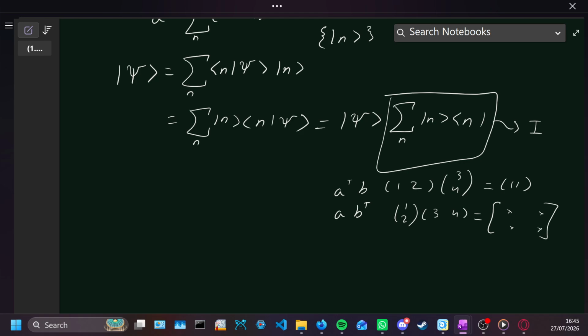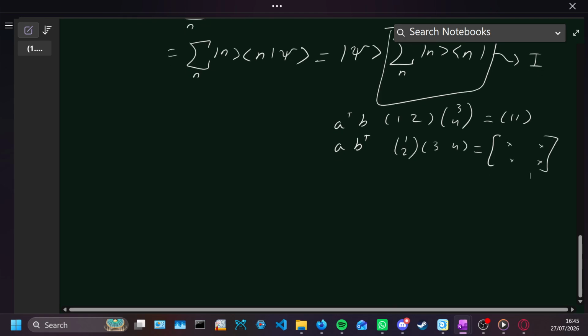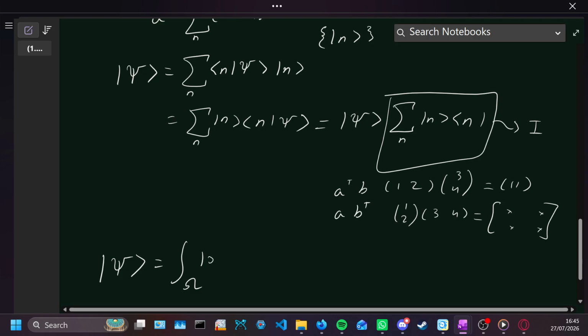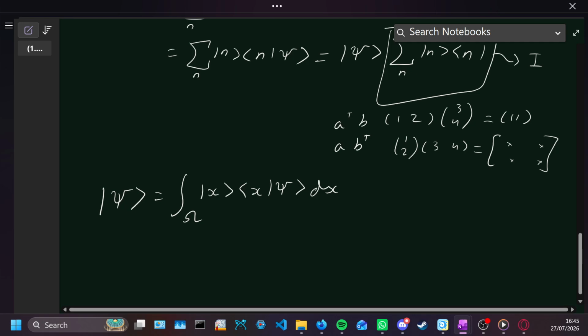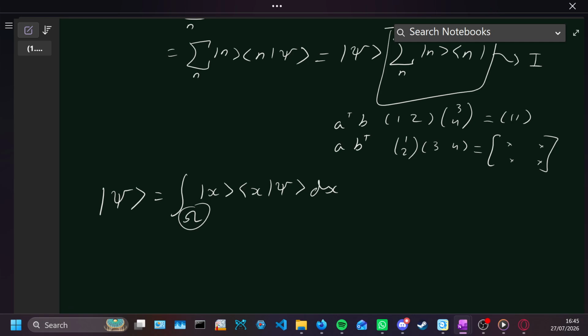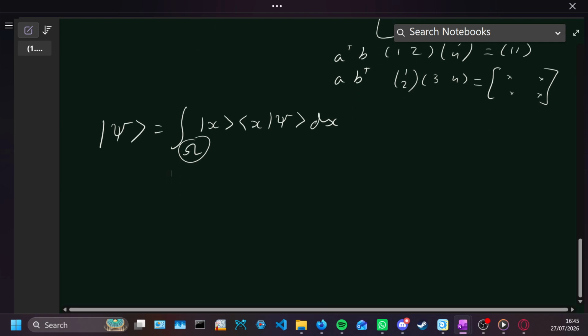However, of course, as I mentioned earlier, psi is often infinite, and so the sigma notation isn't the most accurate, and instead I'm going to express it as the continuous version, the integral of |x><x|psi> dx. So I'm going over all the different values of x I can have in some domain omega, and I'm essentially getting the basis vector for each of these, extracting the information that psi has to say about x, and then multiplying it by the basis x to get my total wave function, or my total ket vector.